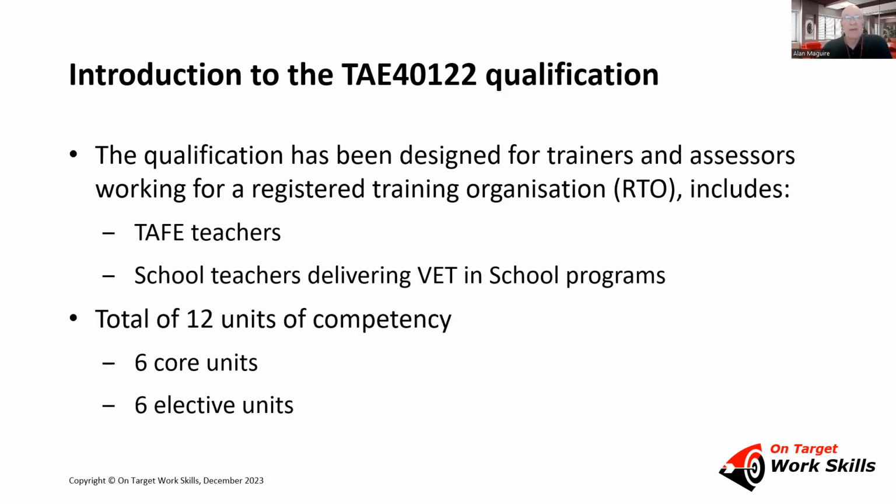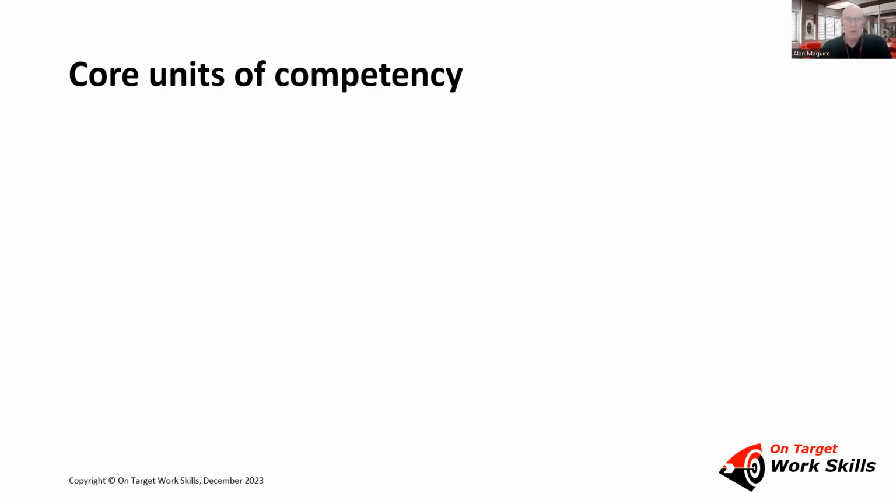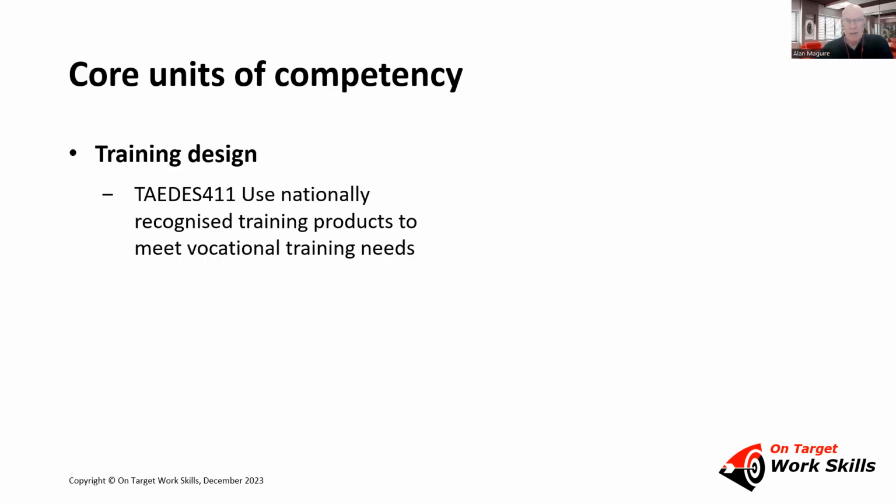The qualification requires 12 units of competency. It requires the completion of 6 core units and 6 elective units. The core units, and I'll just run through what they are. There's 2 units that relate to training design. The first one is use nationally recognised training products to meet vocational training needs. This is a bit of an introduction to the VET system unit, as well as a unit that covers the selection of units of competency to make up a qualification.